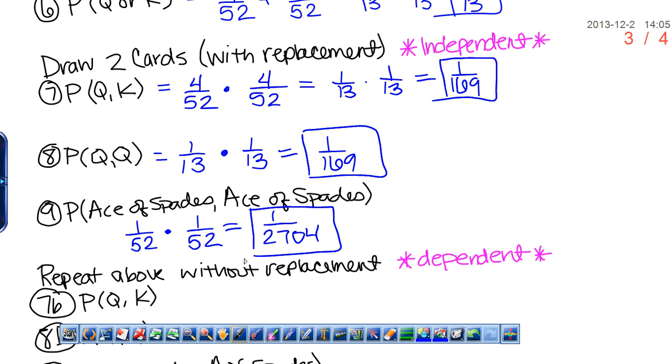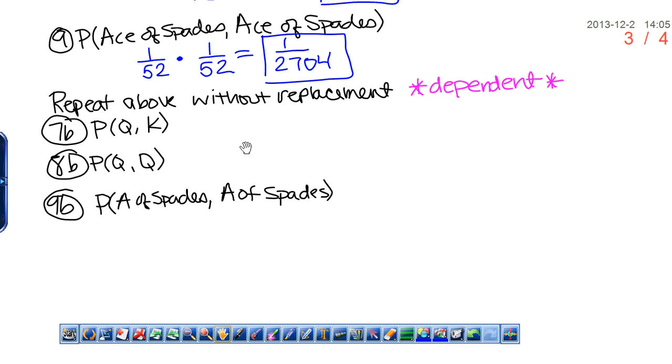Okay. Now those 3 examples were with replacement. Those were independent events. We're going to repeat each of these situations now without replacement. Okay? Meaning once we draw the card, it stays out. So these now become dependent events because whatever I get the first time will affect the outcome of the second.